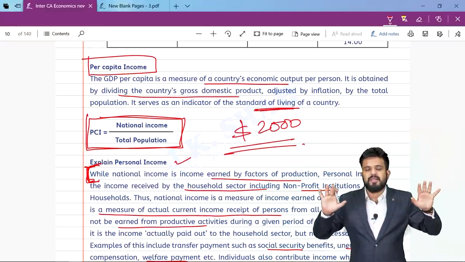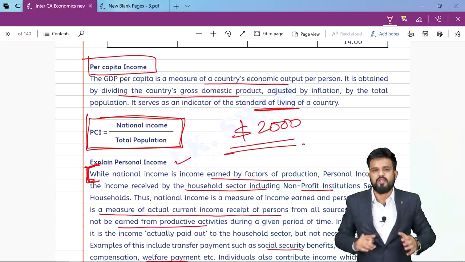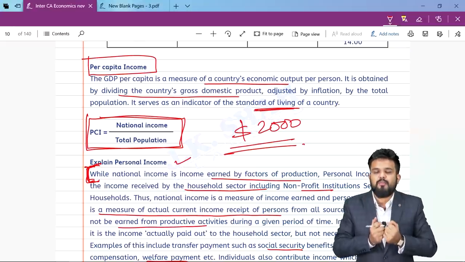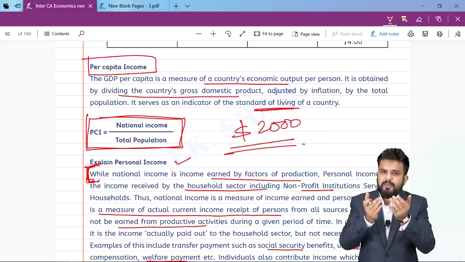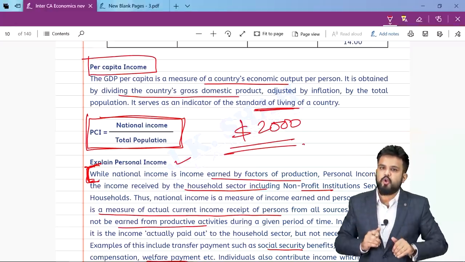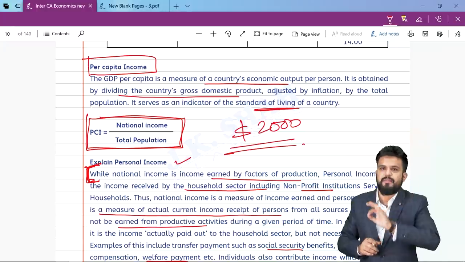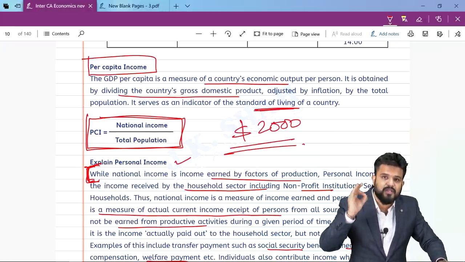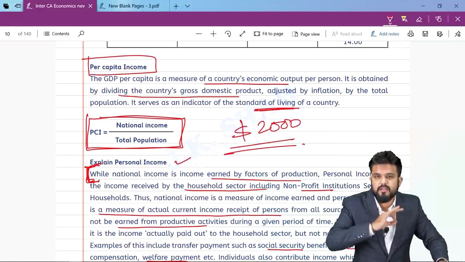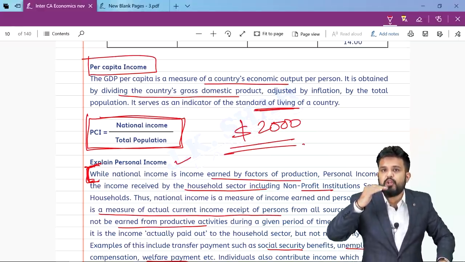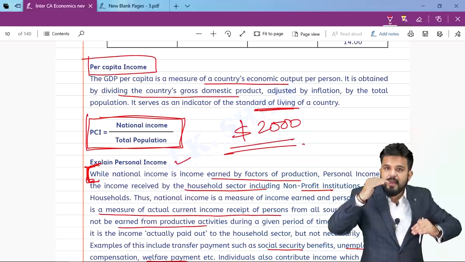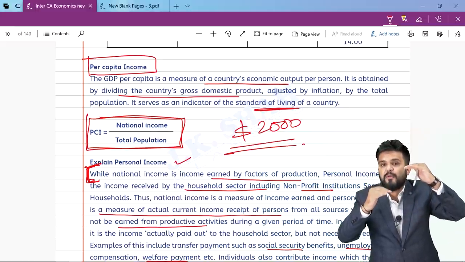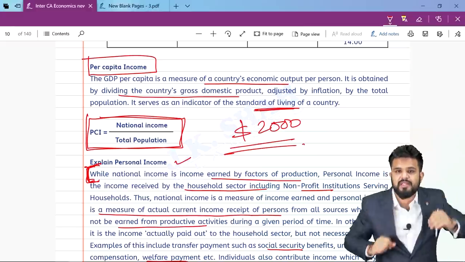So it's a very simple concept, only 3 to 4 lines you have to write. So it is national income upon total population, or India's GDP, that is real GDP, upon total population, you get per capita income. It basically measures the country's quality of life, the country's standard of living. So students, if population increases, but national income increases by more than the increase in population, then per capita income will rise.